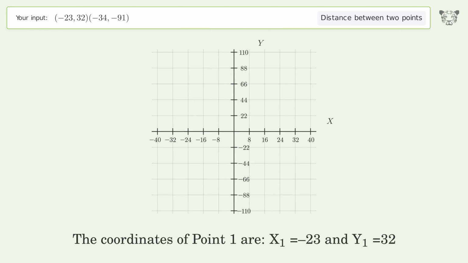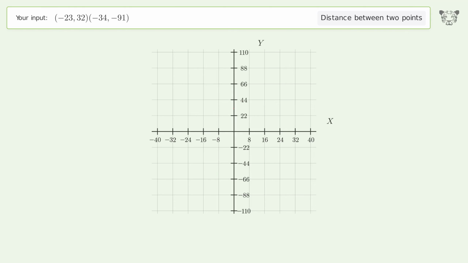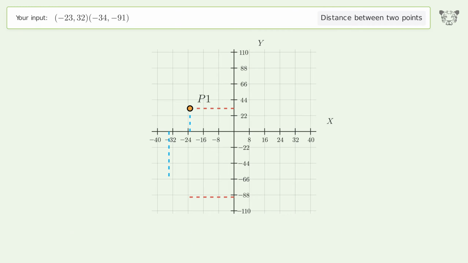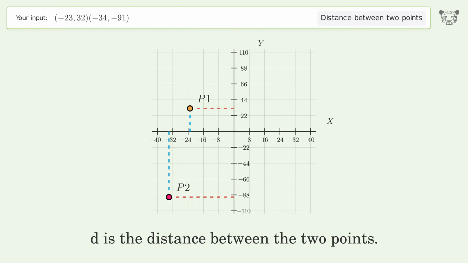The coordinates of point 1 are x1 equals -23 and y1 equals 32. The coordinates of point 2 are x2 equals -34 and y2 equals -91. D is the distance between the 2 points.